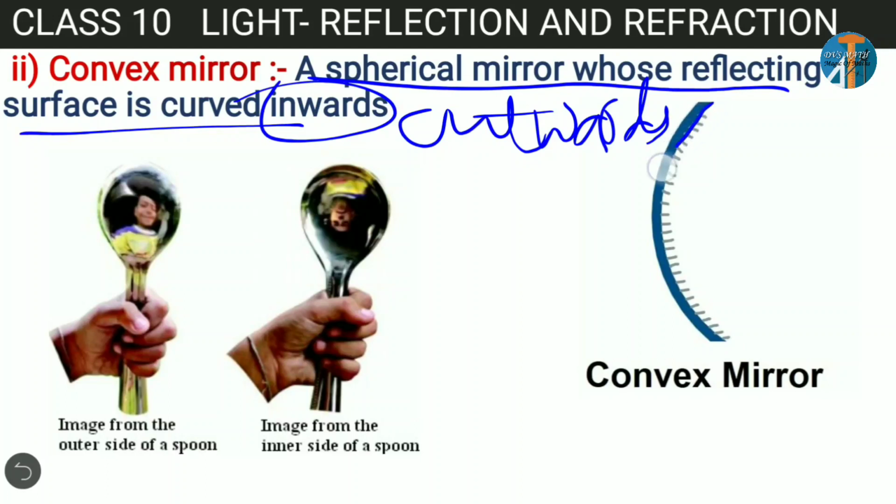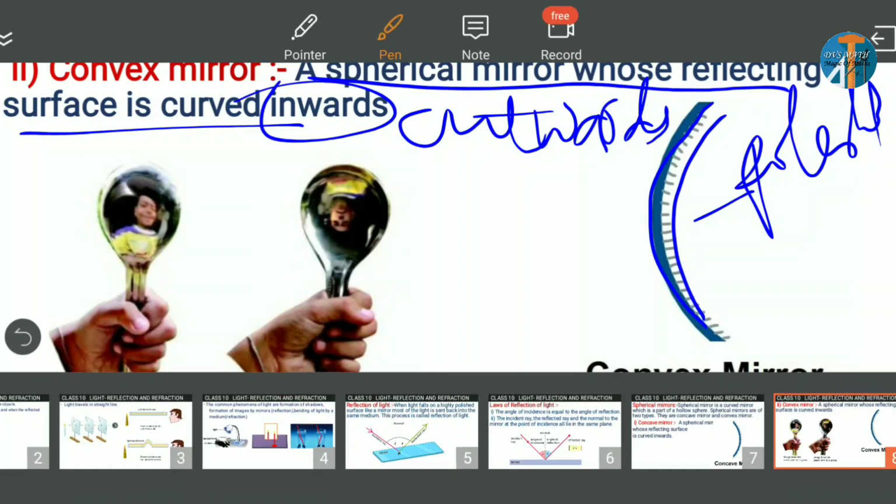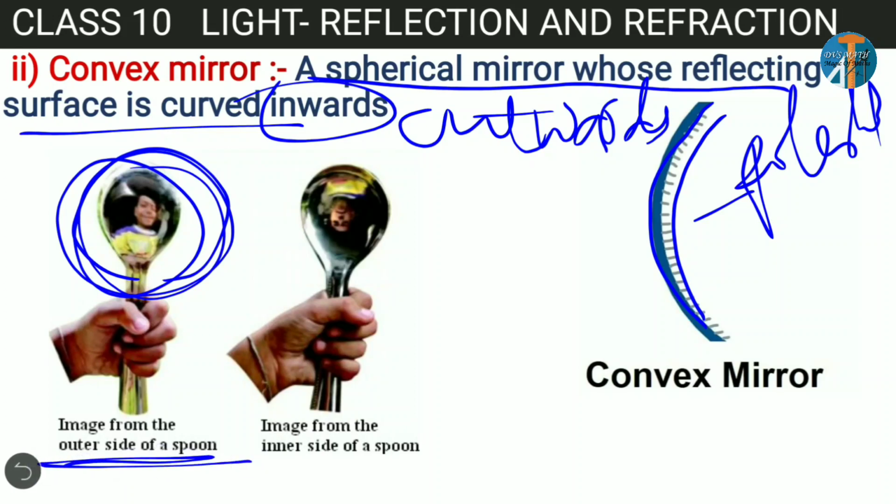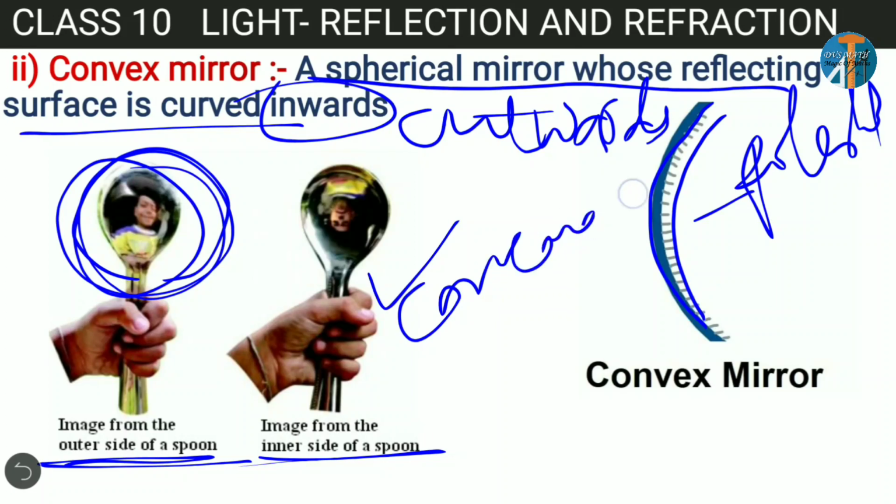So here you can observe this is the reflecting surface. And these lines, you may ask, what are these lines? These lines indicate that one side is polished. Okay. And these two can be observed clearly in a spoon. If you consider a spoon, look here, the image is the outer side. This is the inner side. So this inner side is concave. Outer side is convex. Remember, that's what we are comparing these two shapes with, the spoon.